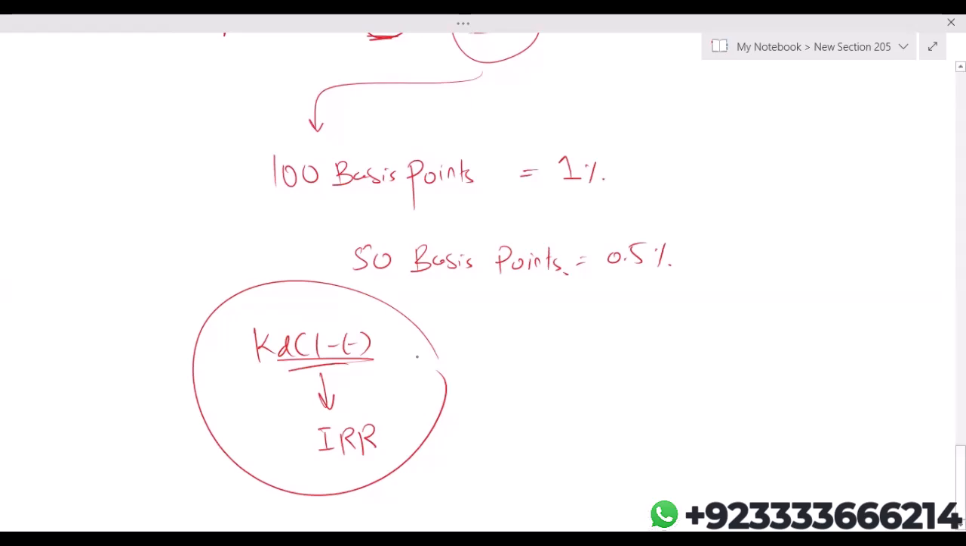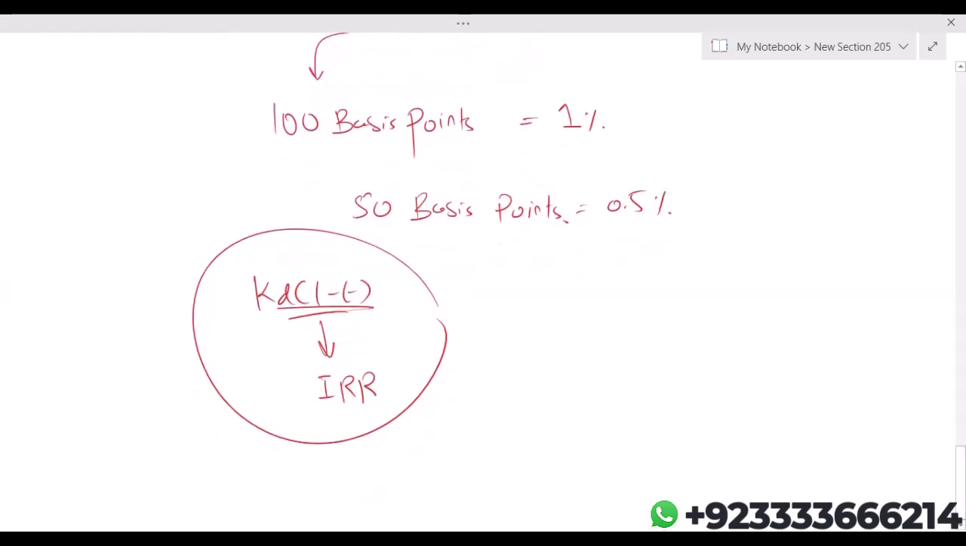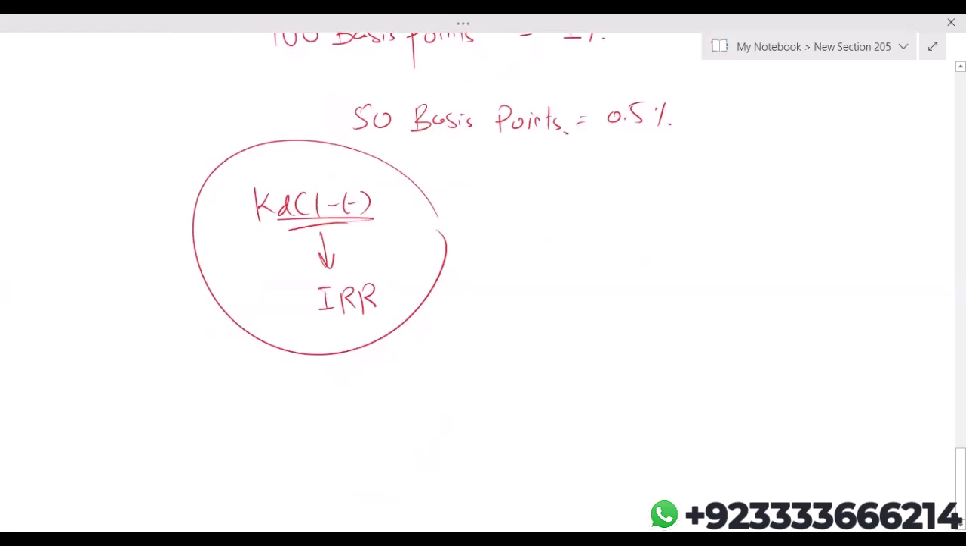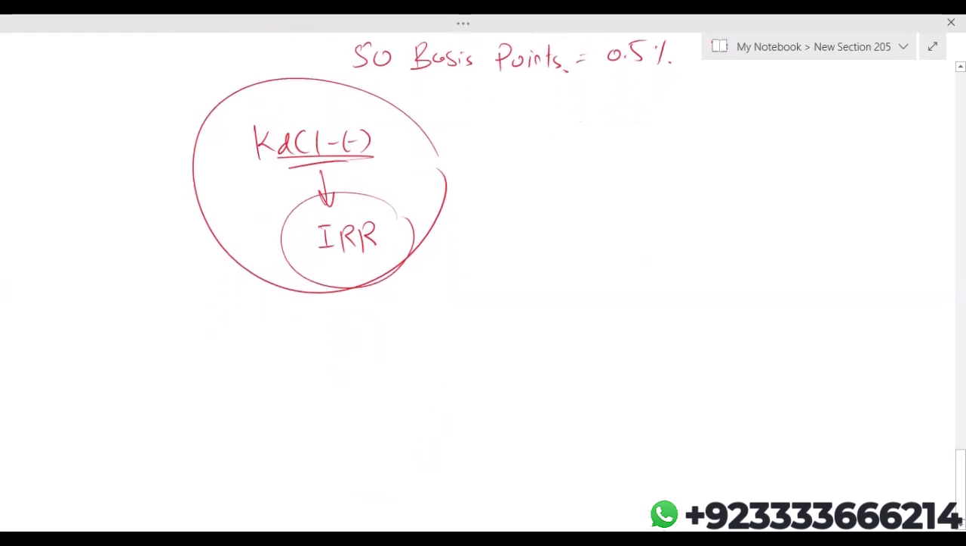But let me repeat again. Using the IRR approach for calculating KD(1-T) for a redeemable bond is not priority number one. Priority number one is YTM. If YTM is not applicable, then I'll go for IRR. Now, let's say we are calculating KD(1-T) by using IRR, so obviously we need inputs of the cash flows.